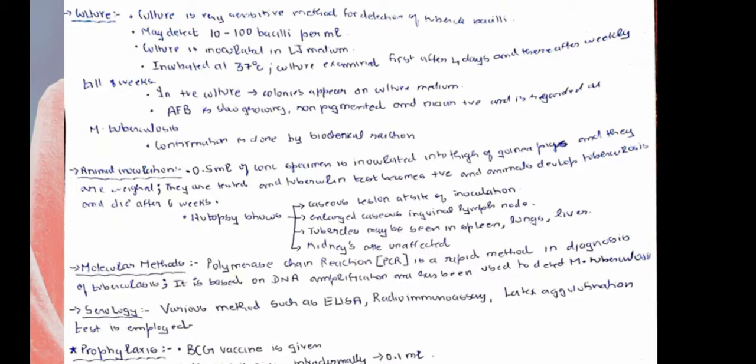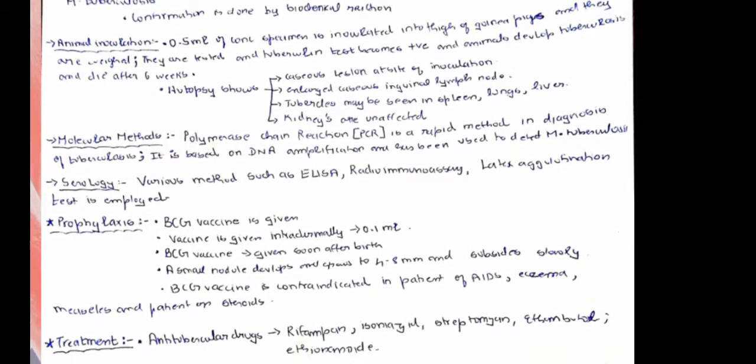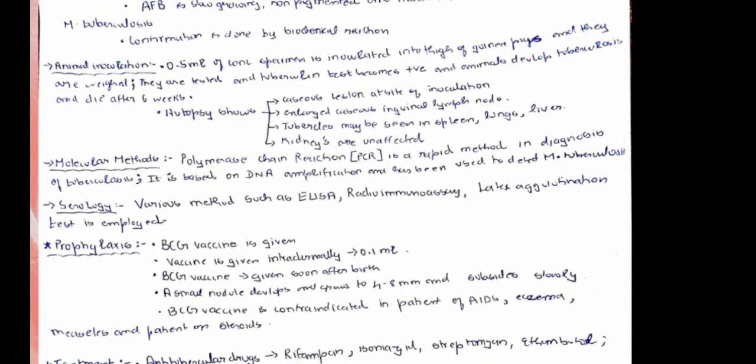The confirmation is done by the biochemical reactions which you had seen, that is the nitrate reduction and niacin reaction, both are positive in nature. So the animal inoculation: approximately 0.5 ml of the concentrated specimen is required, and it is inoculated into the thigh of guinea pigs, and they are weighed. The tuberculin test becomes positive, and the animals develop tuberculosis and die after a few weeks, that is approximately 6 weeks.